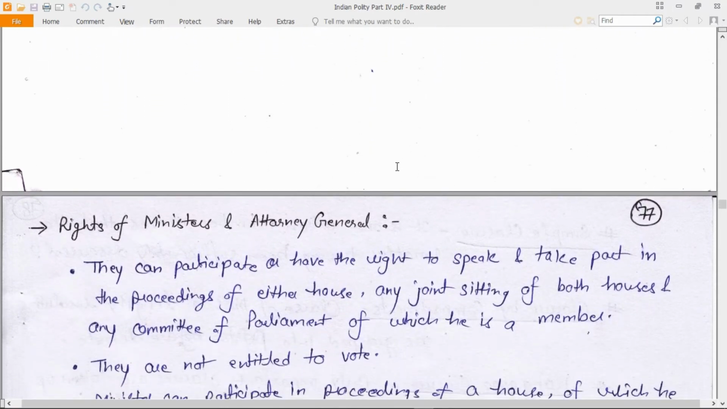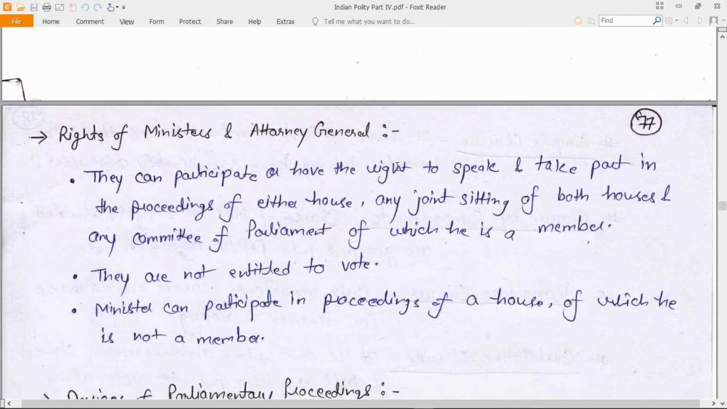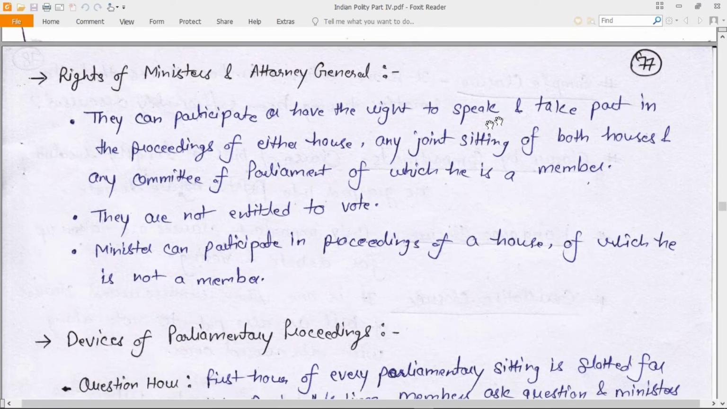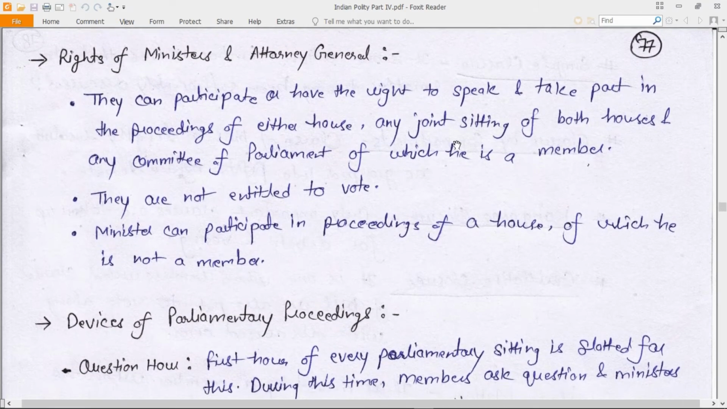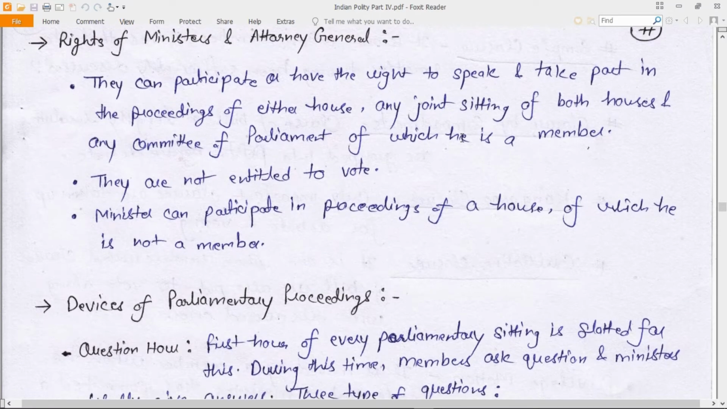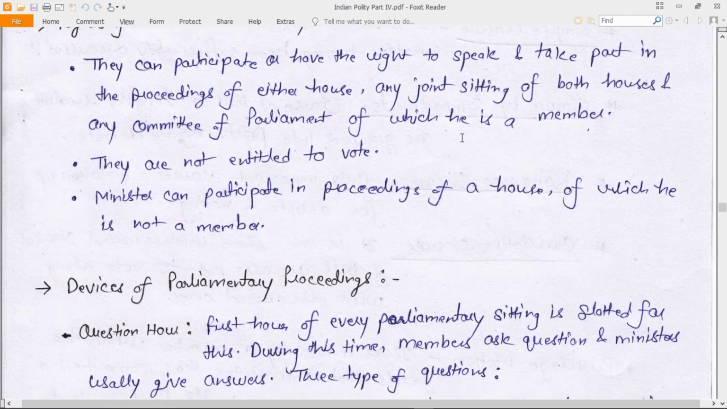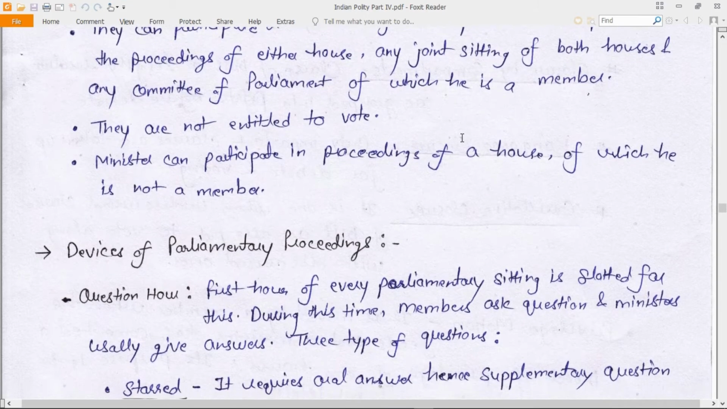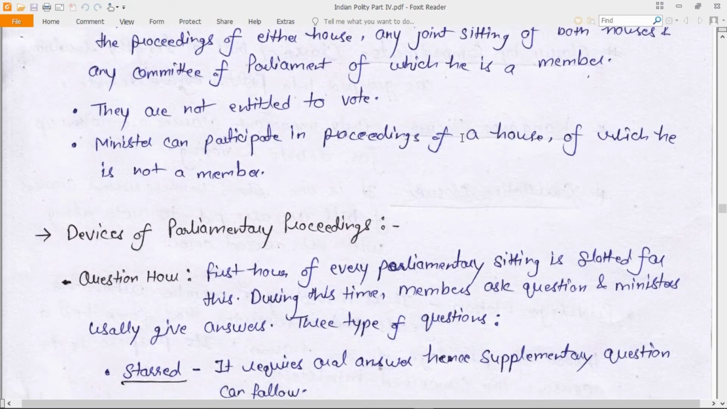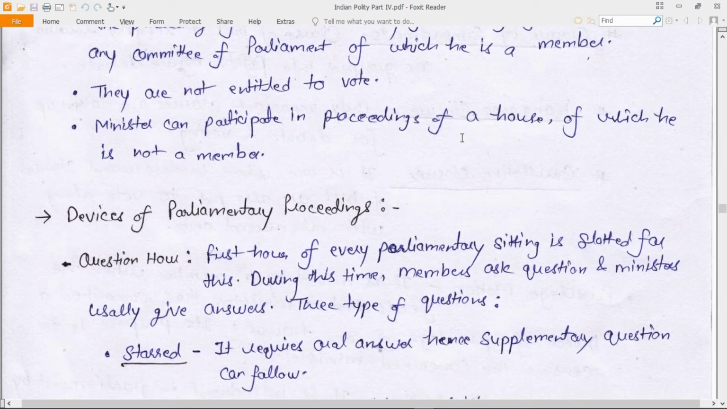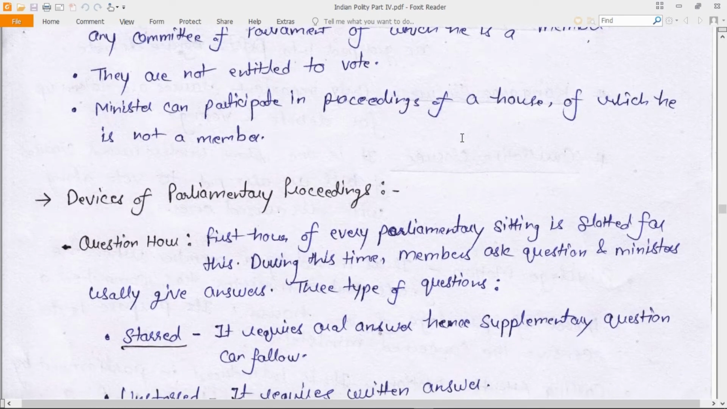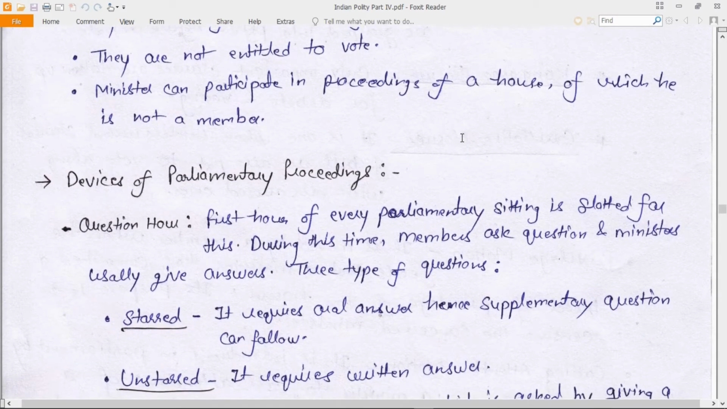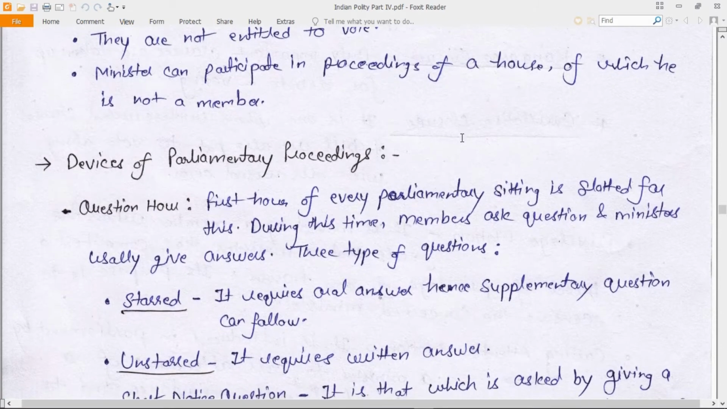Now, what are the rights of ministers and Attorney General? They have the right to speak and take part in the proceedings of either House, any joint sitting of both the houses, and any committee of the Parliament of which he is a member. They are not entitled to vote. A minister can participate in proceedings of a House of which he is not a member. This is important. Now, devices of parliamentary proceeding.